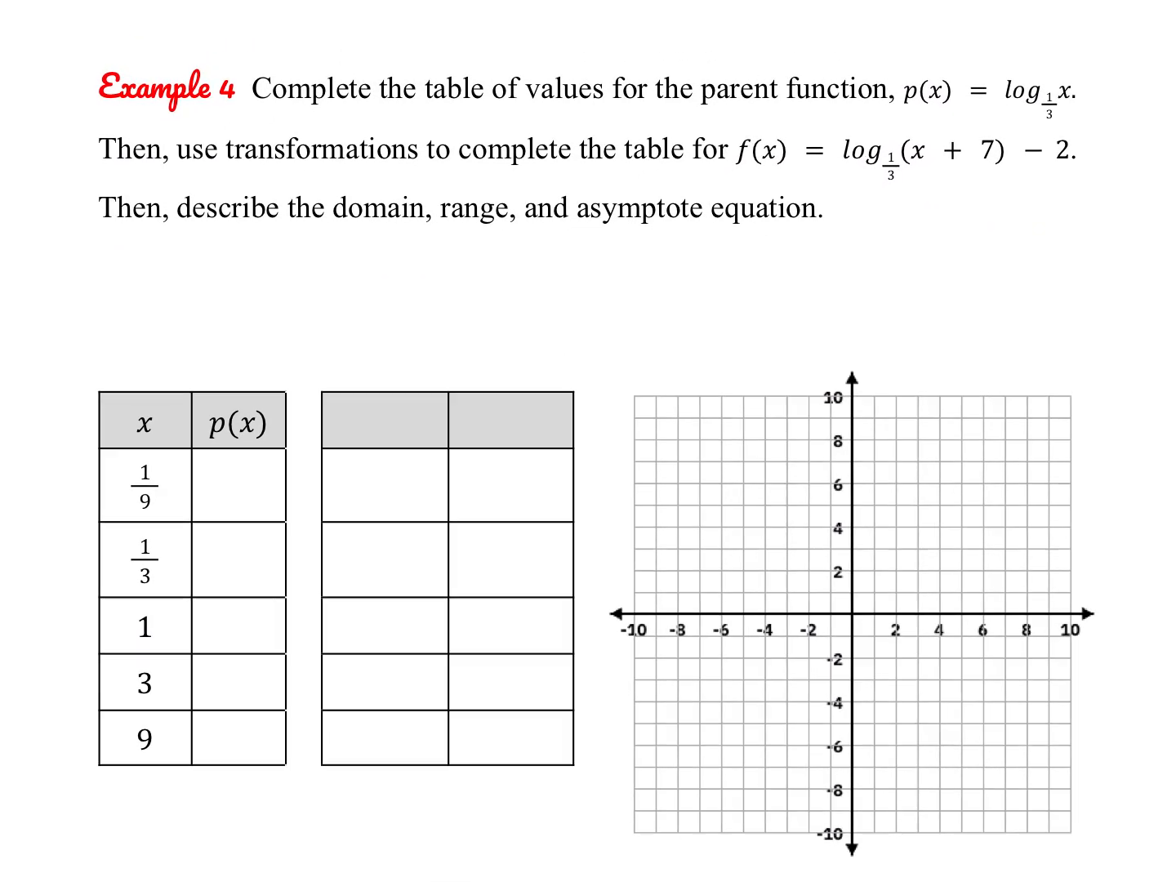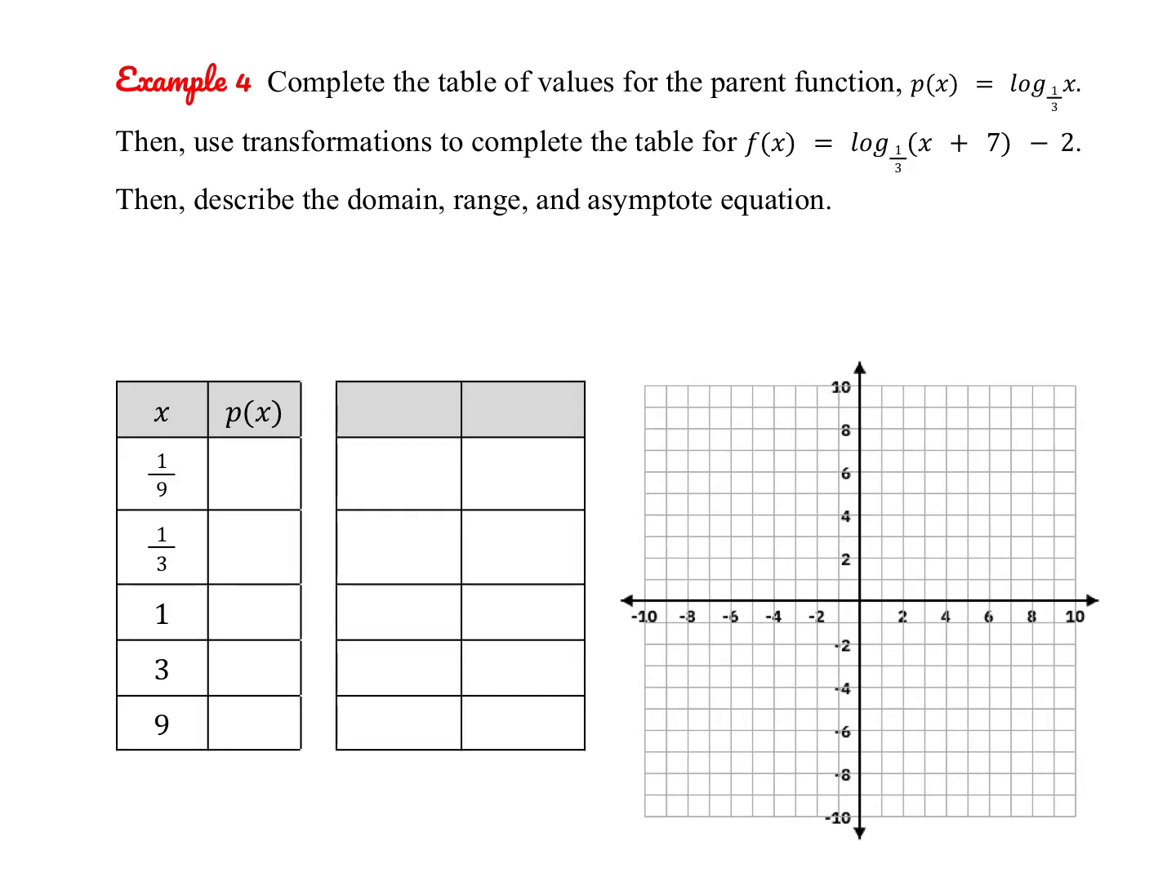All right, let's do another one together. This time, my parent function is log base 1/3. So you'll notice that I have powers of 1/3. So again, if you're plugging in these x values, we're going to be finding the exponents that turn 1/3 into this number. How do you turn 1/3 into 1/9? Square it. How do you turn 1/3 into 1/3? Raise it to the power of 1. How do you turn 1/3 into 1? Raise it to the power of 0. 1/3 into 3 is -1, and here we have -2.